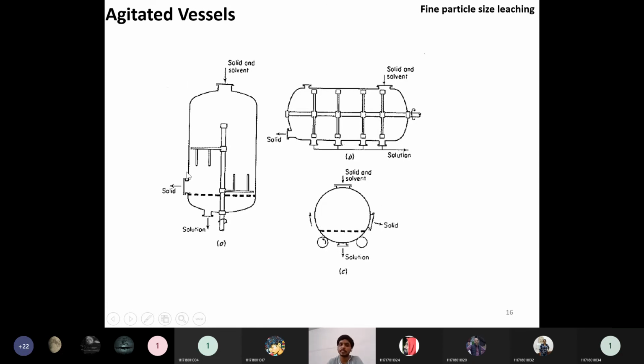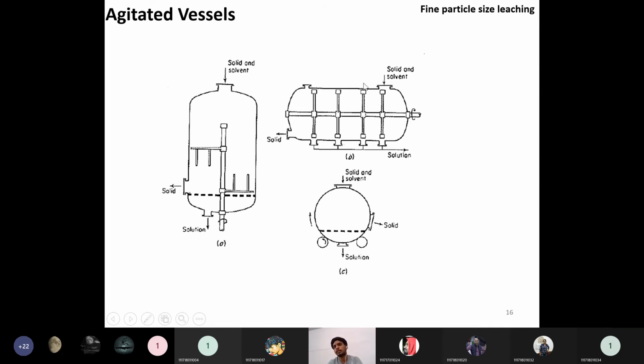In this one, the solids will be fed along with the solvent and immersed, and the solids and solvent will be brought into intimate contact using some external force like a paddle or a stirrer. It will be used to increase the mass transfer between the solid and solvent. Then finally the solvent, along with the solute present in the solid, will be collected from the bottom, and on the side the spent solids will be collected.